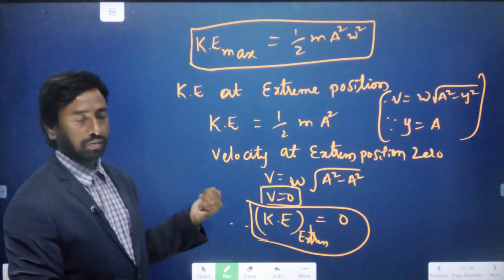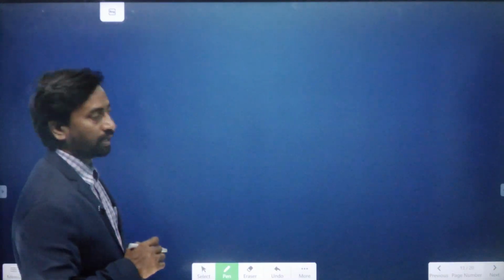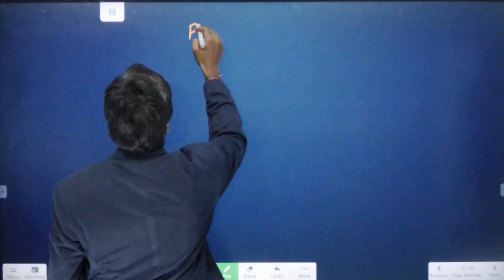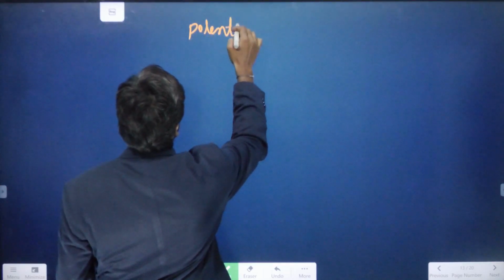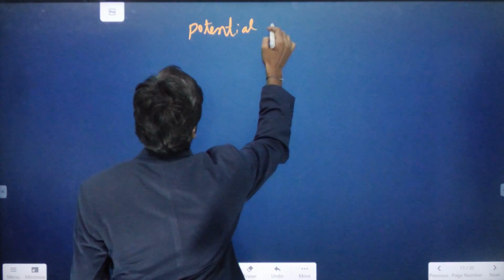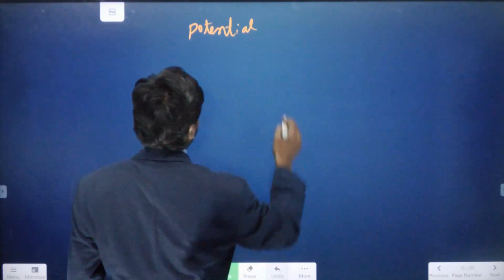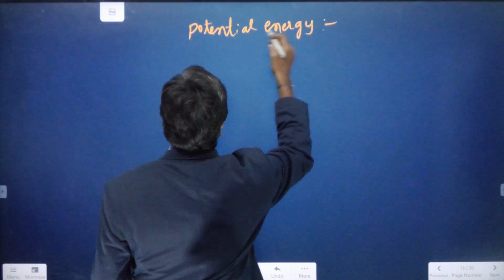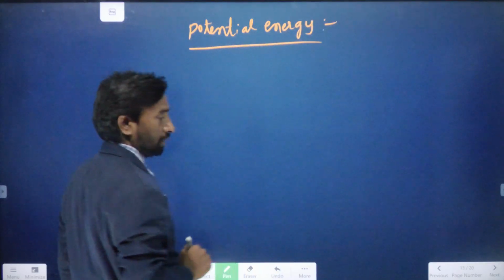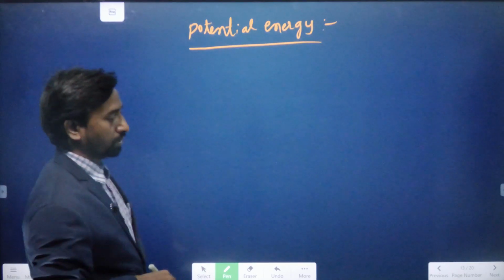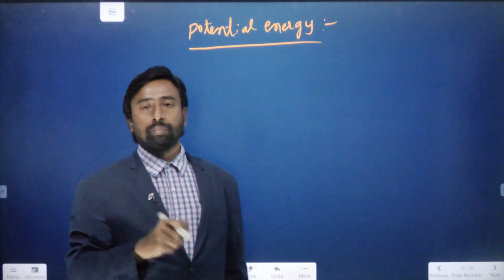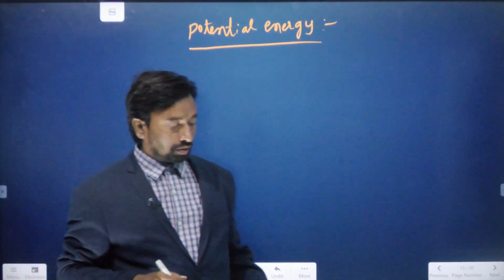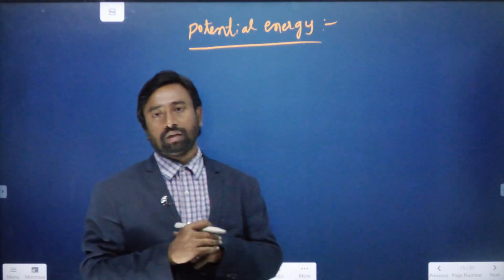Now we are going to discuss the potential energy of the particle having simple harmonic motion. How do we find the potential energy here? The potential energy formula for any general object is mgh. But here, what energy do we need to take? This particle is oscillating, vibrating. So, as we have discussed in work, power and energy, we have to take the energy stored in the vibrating particle.